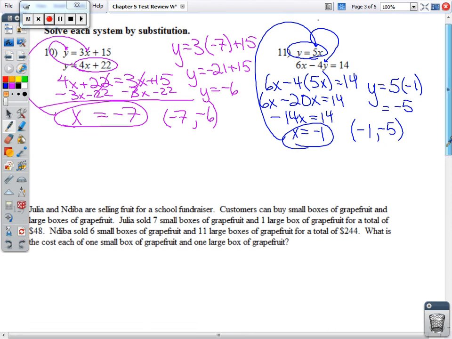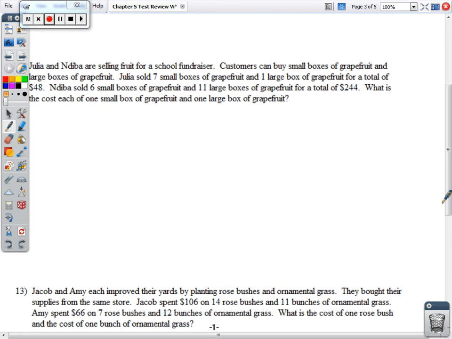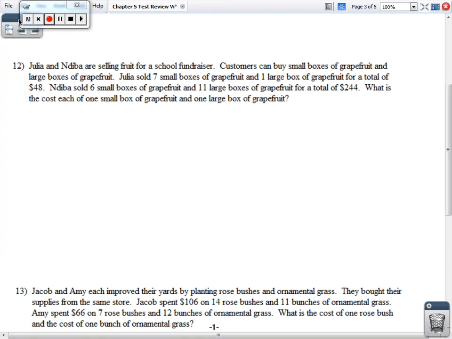Okay? Alright, so our word problems. We have to keep all of our lines together. Julia and Adiba are selling fruit for a school fundraiser. Customers can buy small boxes of grapefruit and large boxes of grapefruit. Keywords here: small boxes of grapefruit and large boxes of grapefruit.